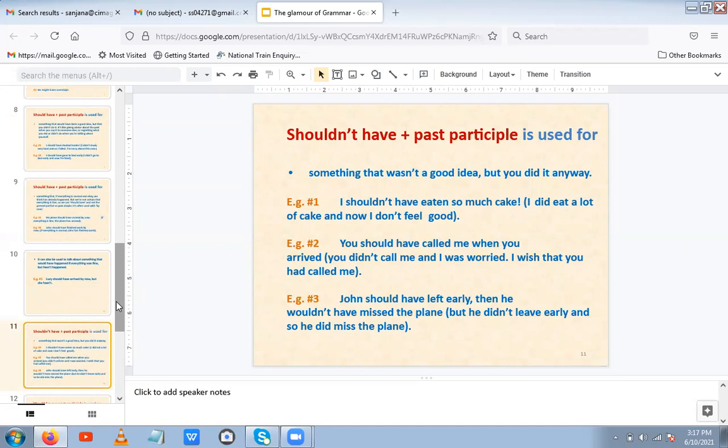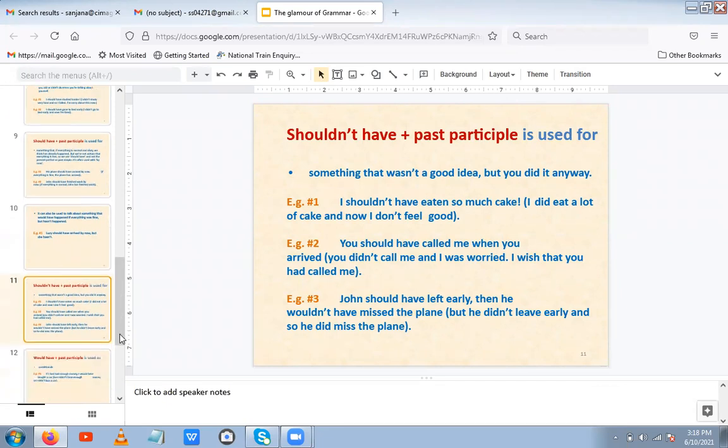Should have, should not have. When I say I should have spoken to him, it means something which I should have done, but I did not do it. Something which was important. I should have done this, and I should not have kept quiet.